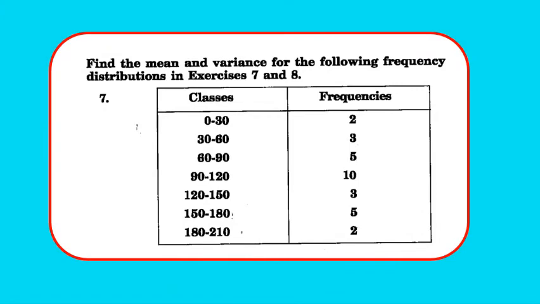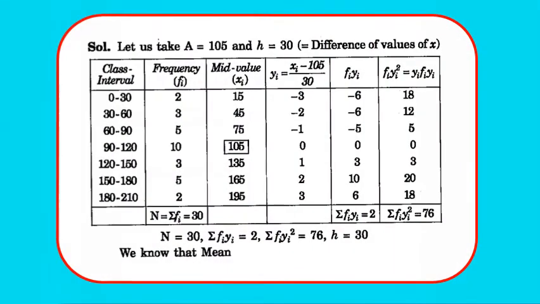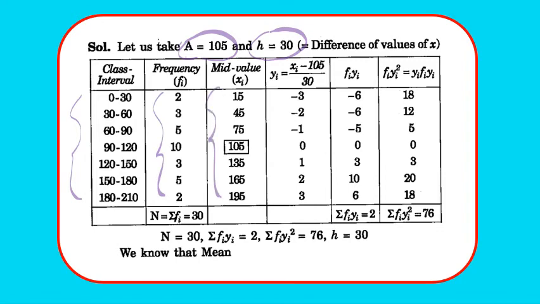Now moving to the next one, find the mean and variance for the following. We have question 7. We have class intervals, that is, we have a continuous frequency distribution table. Now taking the assumed mean as 105, h is 30, that is the class size. We have the class intervals, we have the frequencies. So xi is the class mark, upper limit plus lower limit divided by 2. Then finding yi, we get xi minus 105 upon 30.